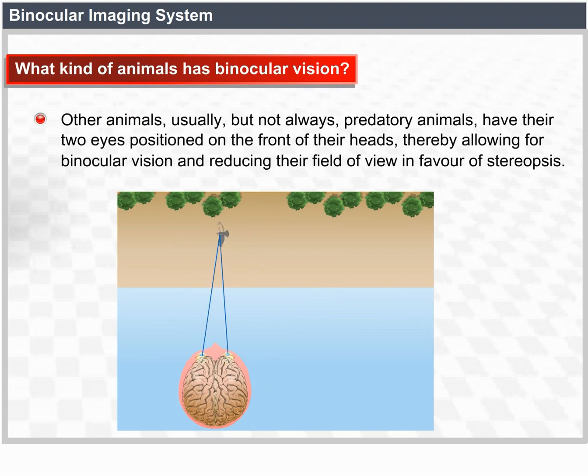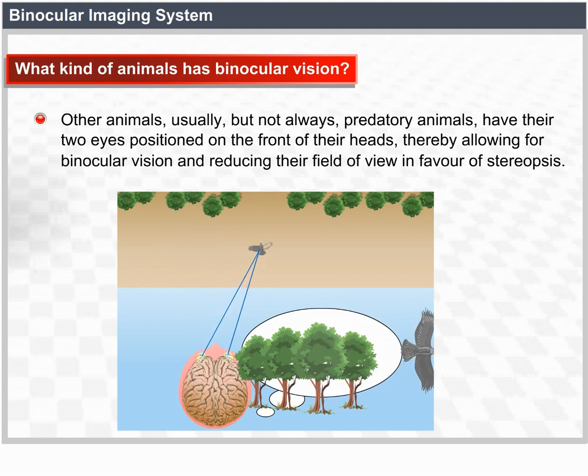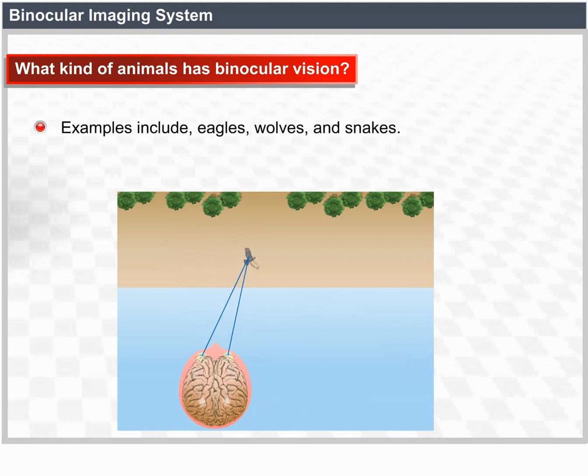Usually, but not always, predatory animals have the two eyes positioned on the front of the head, thereby allowing binocular vision and reducing their field of view in favor of stereopsis. Other than humans, examples include eagles, wolves, and snakes.